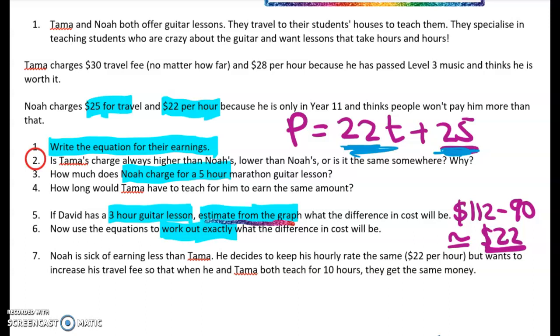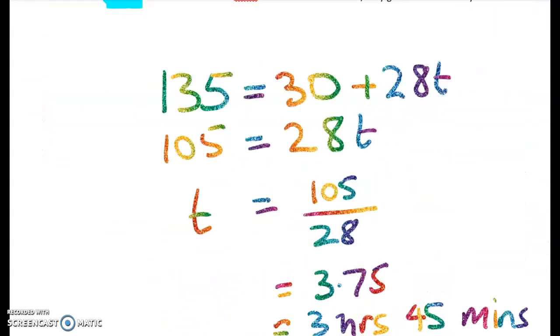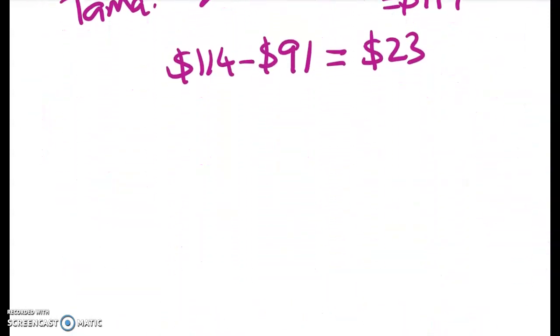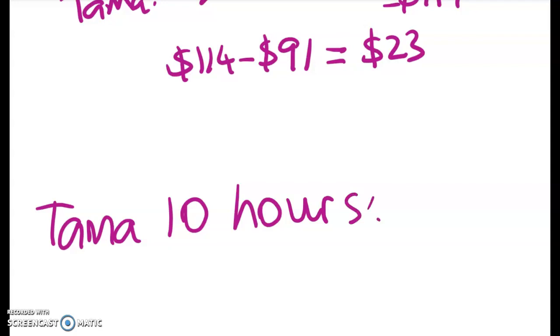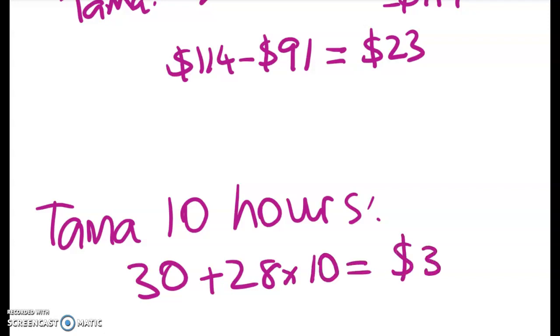Okay, last question before I go and do something else that's not maths for a few hours. Noah is really sick of earning less than Tama, but he doesn't think he can up his hourly rate. He wants to increase his travel fee. Okay, so that's the y-intercept, so that when he and Tama both teach for 10 hours, they get the same amount of money. So what does Tama get for 10 hours? Well, we've already done that calculation, but we'll do it again. So he gets 30 plus 28 times 10, which is $310.